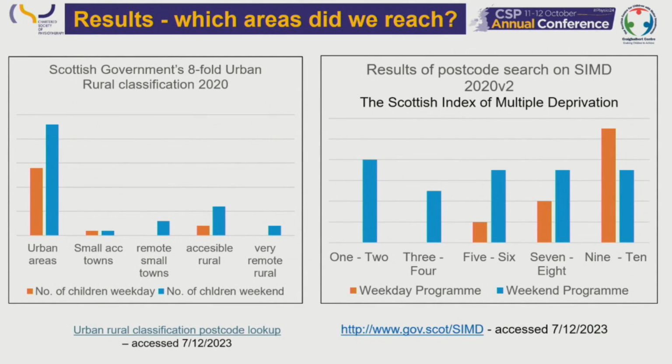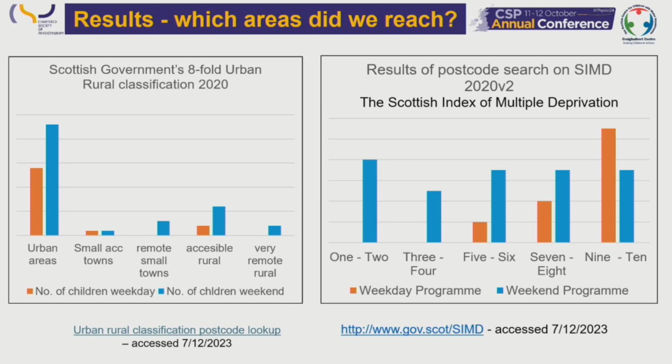And which areas did we reach? We looked at the Scottish Government 8-fold urban rural classification, and all the UK countries have that urban rural classification and the index of multiple deprivation as well. As you can see with the weekend programme, we actually attracted more parents from rural areas, because obviously it was half a day, so they would travel down for 3 hours rather than just an hour and a half. And also, we're quite near IKEA, so I don't know if that was a draw as well.